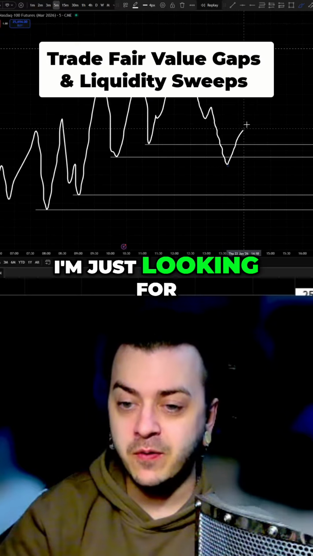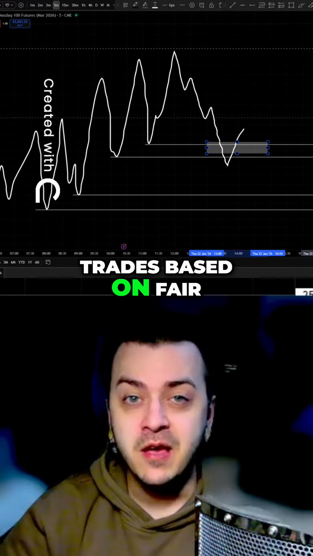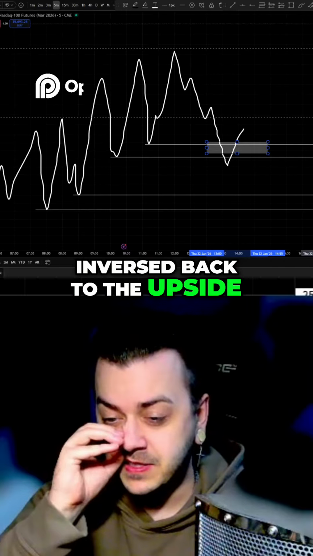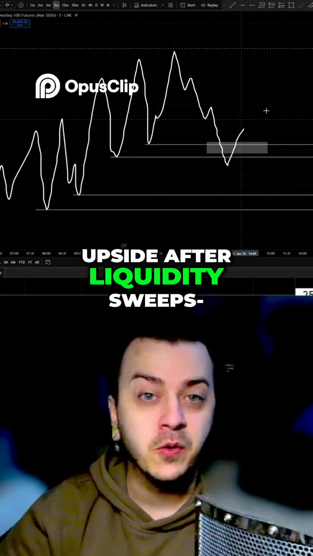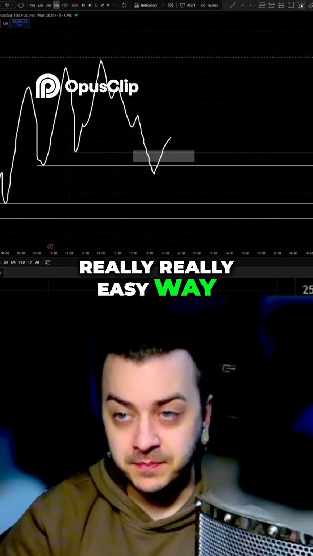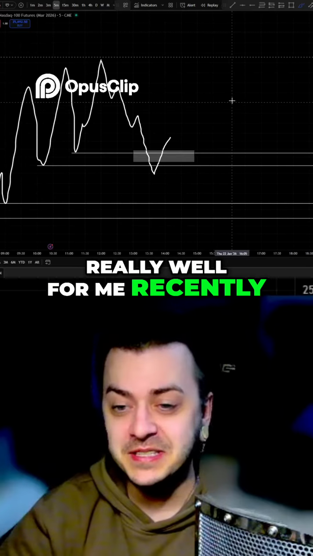Very simply, I'm just looking for reversals to the upside to take trades, and then I take the trades based on fair value gaps that are inversed back to the upside. So these fair value gaps that you come down, form, and then break back to the upside after liquidity sweeps. Really easy way of trading, and honestly, it's been working really well for me recently.